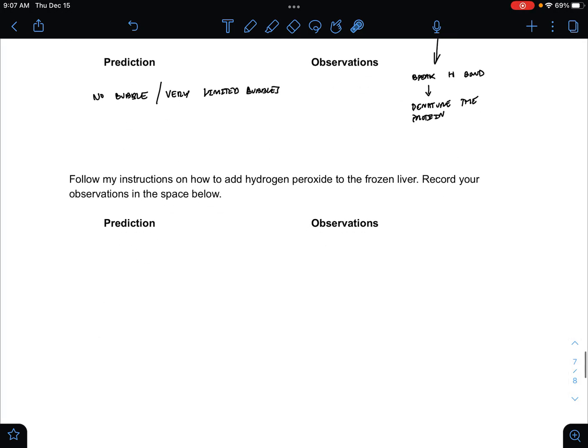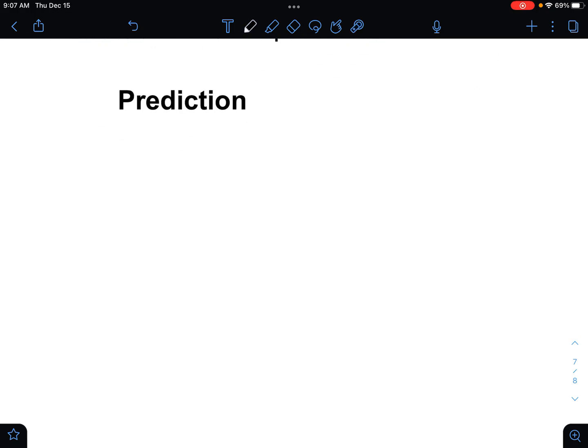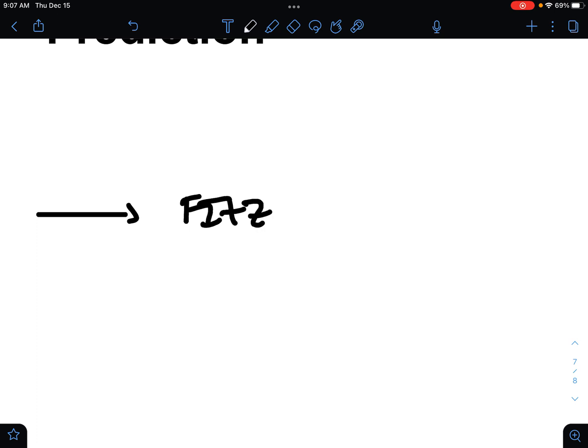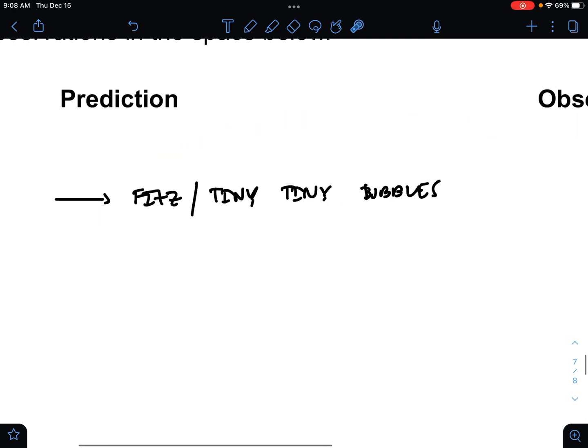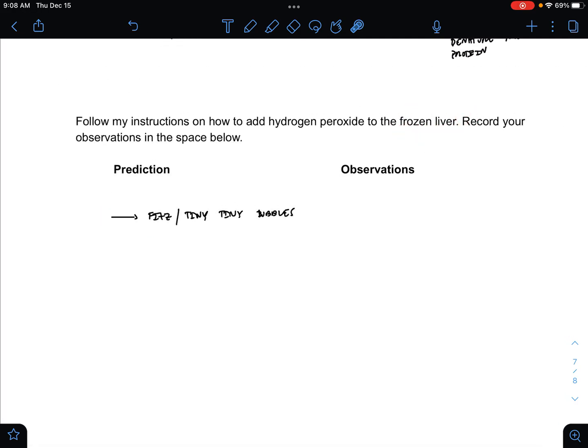Okay, this last one, hydrogen peroxide added to the frozen liver, was a pretty interesting one. I think most of you noticed that when you added hydrogen peroxide right away, the first thing you saw was like a fizz. So tiny, tiny bubbles. Which indicates that the reaction was happening, but it was happening very slowly, which makes sense because when the liver is frozen, the enzyme can't flex as easily.